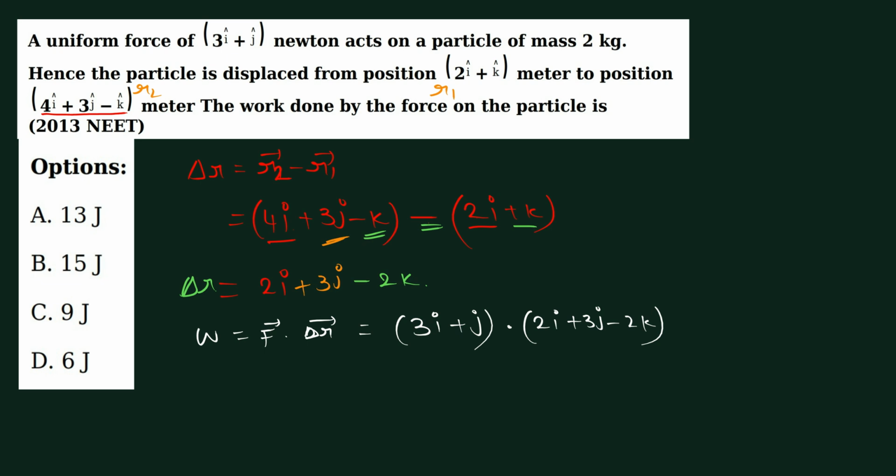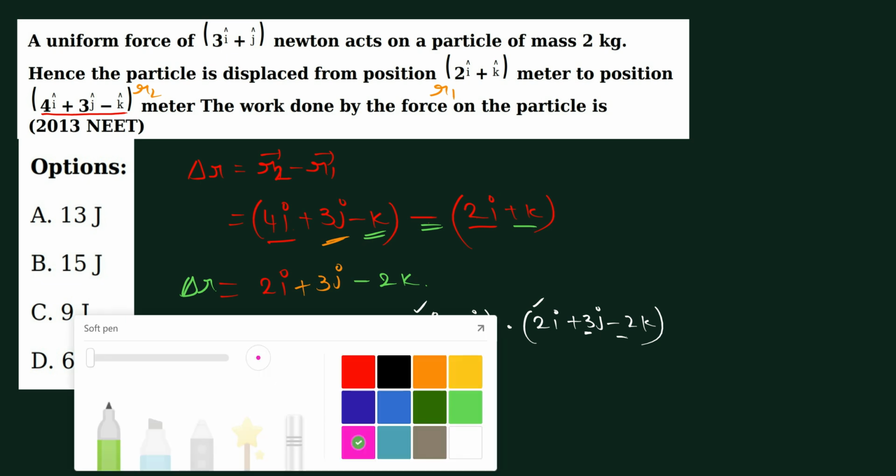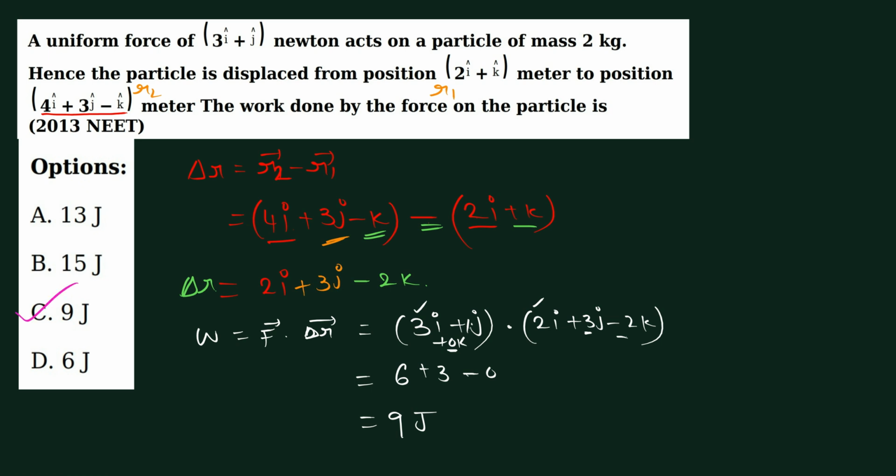Now while multiplying, you multiply with i dot i. So 3 into 2 is how much? 3 into 2 is 6. Here the j term is 1, here the j term is 3. 3 into 1 is 3. Here we have the minus 2. There is no k term, right? So let us say this is 0. So 0 into minus 2 is 0. So 6 plus 3 is how much? 9. So your answer 9 joule is matching. So option C is matching. Is it clear, everyone? Yes, sir.